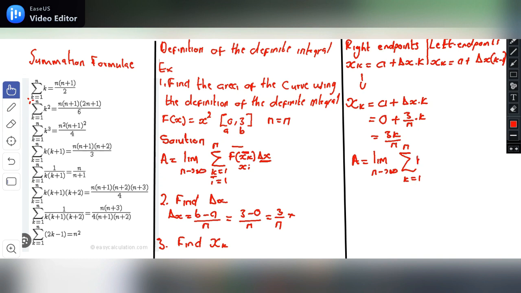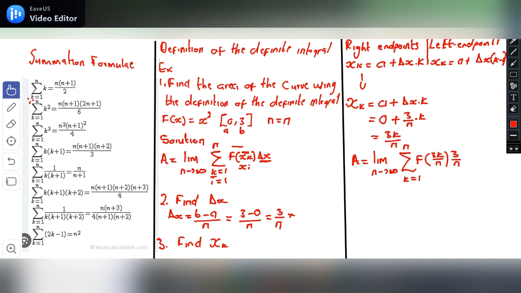So it's going to be f of, what is xk? xk is 3k all over n, right? And then what is delta x? Delta x is 3 over n. Can you guys see it? So now, what do we do after?